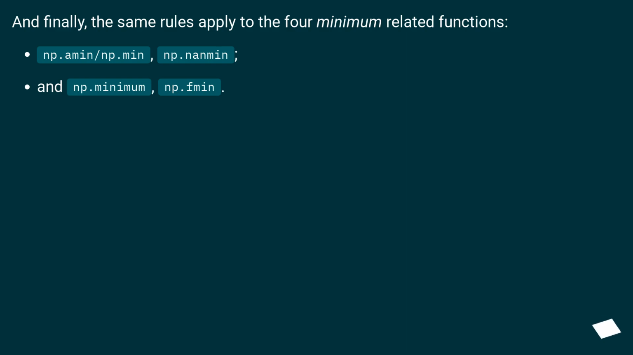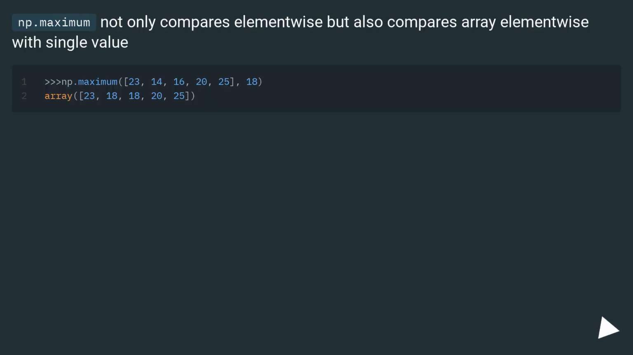And finally, the same rules apply to the four minimum-related functions: np.amin/np.min, np.nanmin, and np.minimum, np.fmin. np.maximum not only compares element-wise but also compares an array element-wise with a single value.